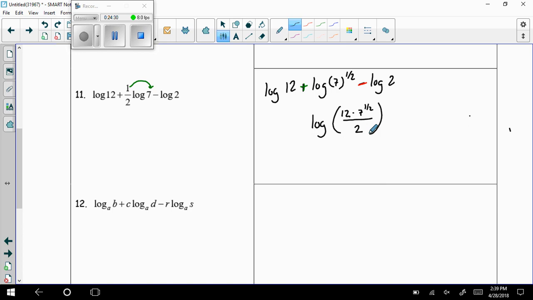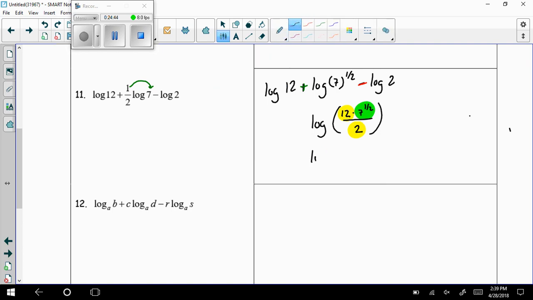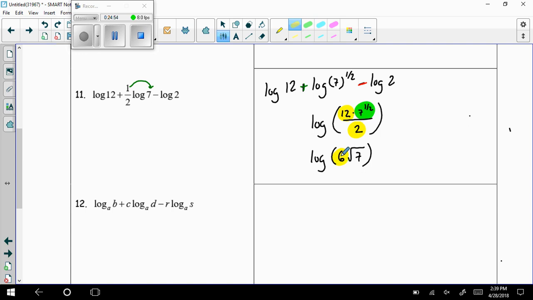Simplify this now. We're looking at it going, okay, we have 12 in the numerator, 2 in the denominator. That reduces it to 6. Also, 7 to the 1/2 can be rewritten as the square root of 7. So now we can rewrite this as log of, again, 12 over 2 is 6, and this becomes square root of 7. So just so you can see where pieces are coming together.